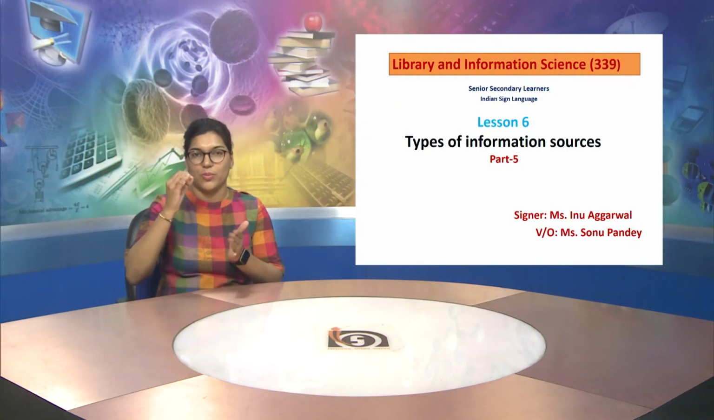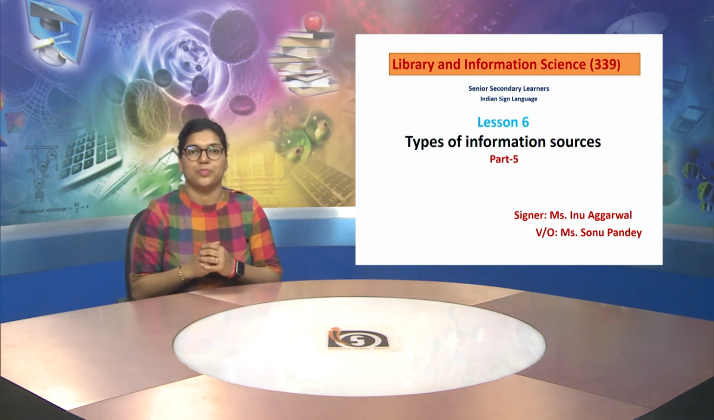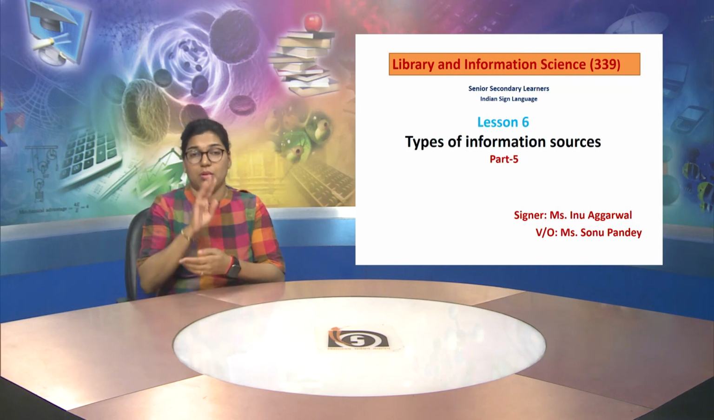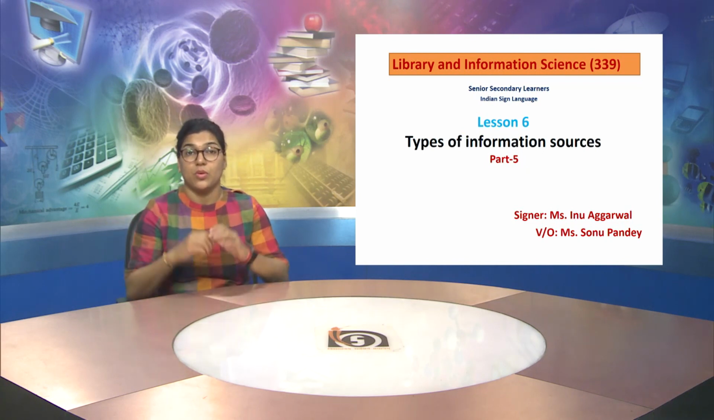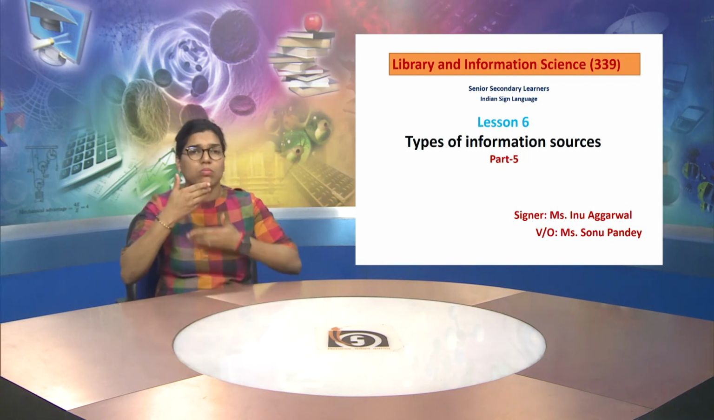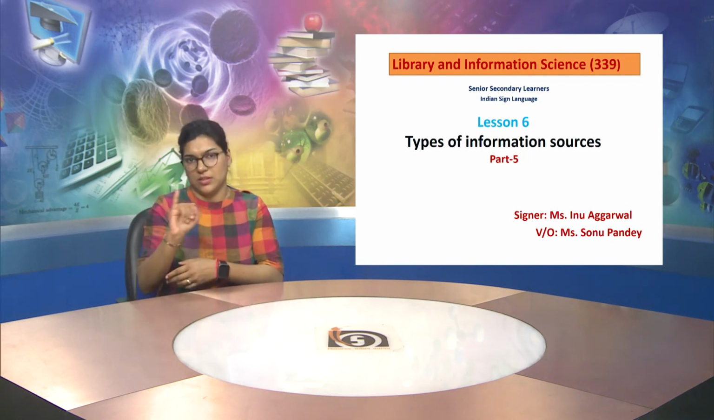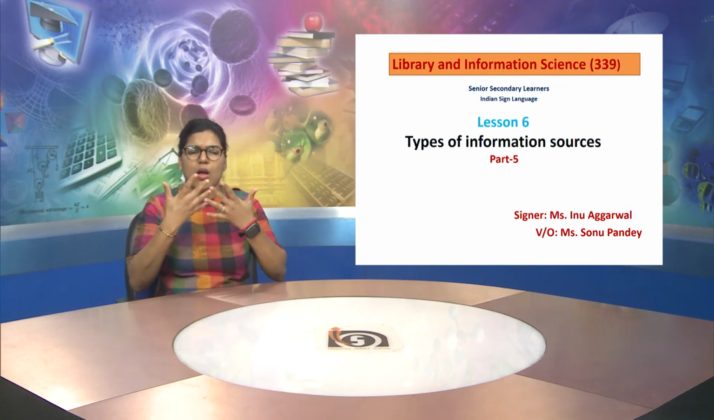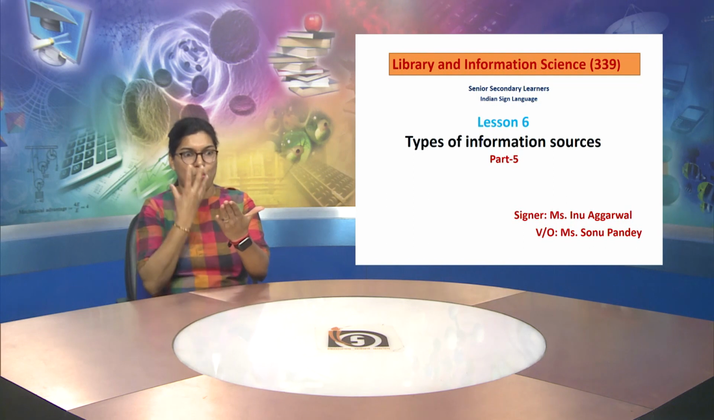Welcome you all in this educational video of NIOS. Subject: Library and Information Science. Code 339, Senior Secondary Level. Lesson number 6. Name of the lesson is Types of Information Sources.